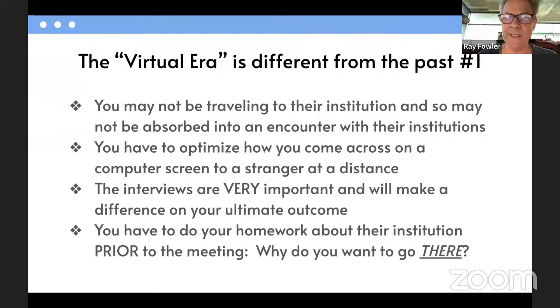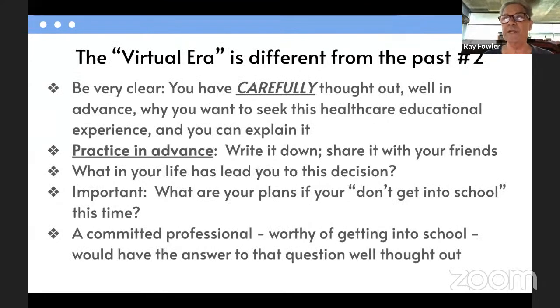And so, by the way, you have to do your homework about their institution prior to the meeting. They may ask you, why do you want to come to their specific institution? And you have to be able to explain that. So be very clear. You have carefully thought out well in advance why you want to seek this healthcare educational experience. And folks, you have to be able to explain it.